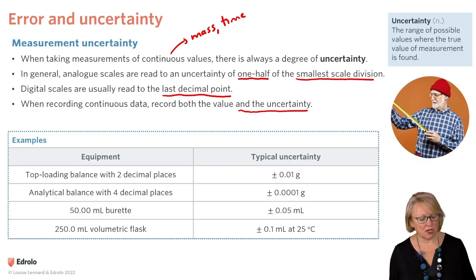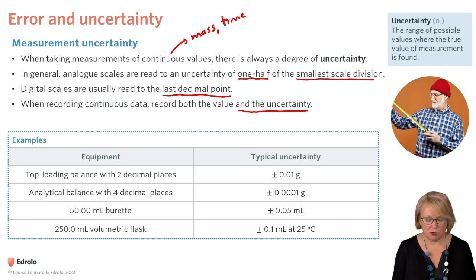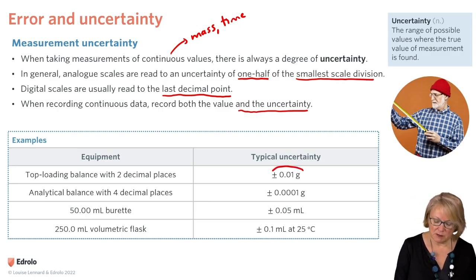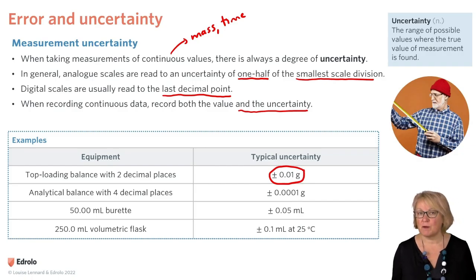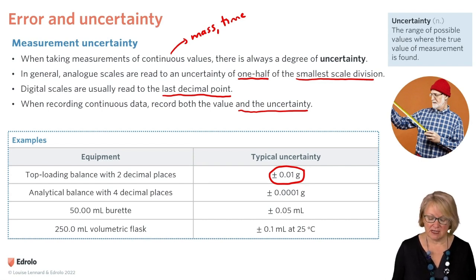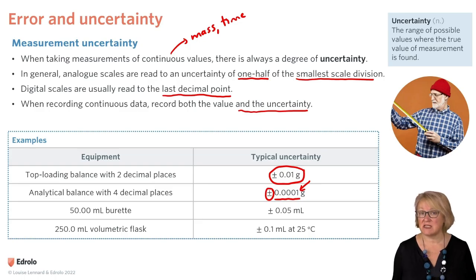So if we're using a top loading balance that has 2 decimal places, our typical uncertainty will be plus or minus to the last decimal place, so 0.01 gram. If we use a more precise bit of equipment, like an analytical balance that can measure to 4 decimal places, then our uncertainty would be lower because we measure to the last decimal place.